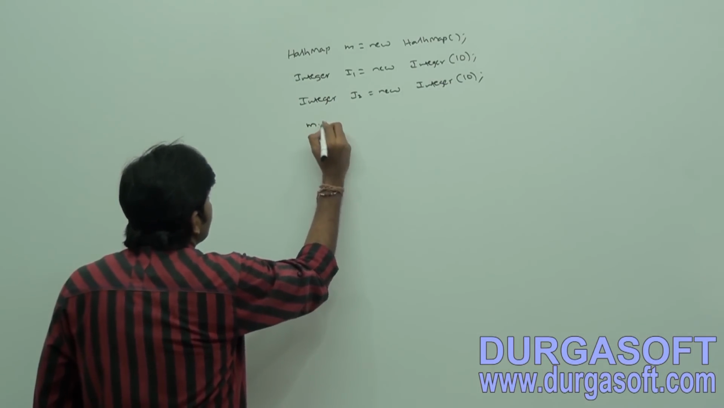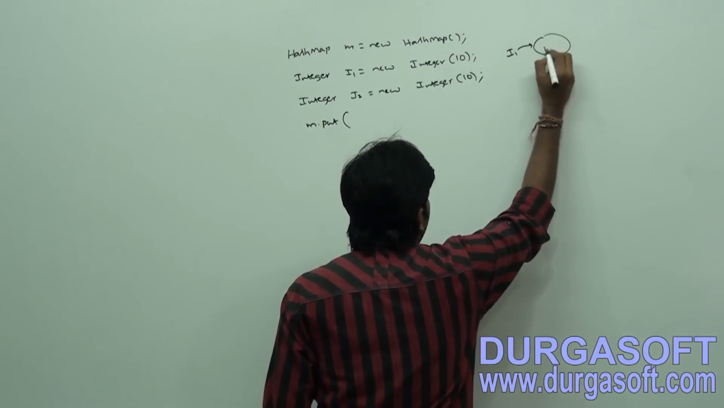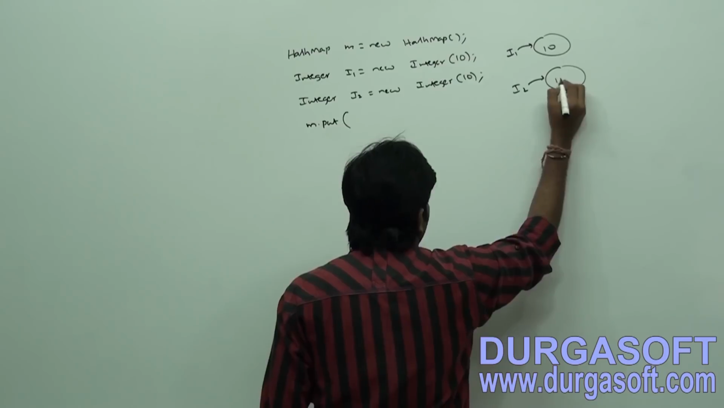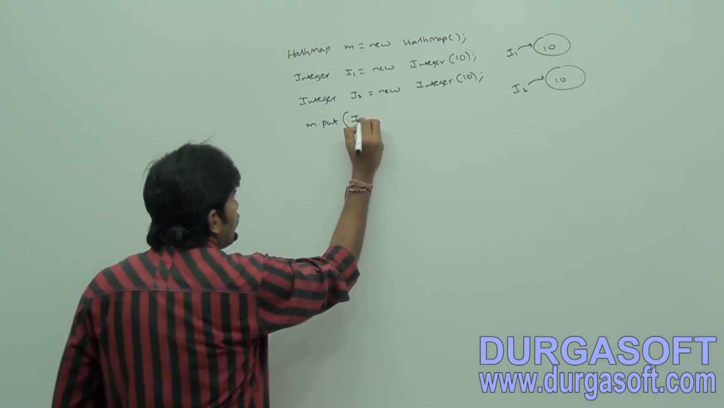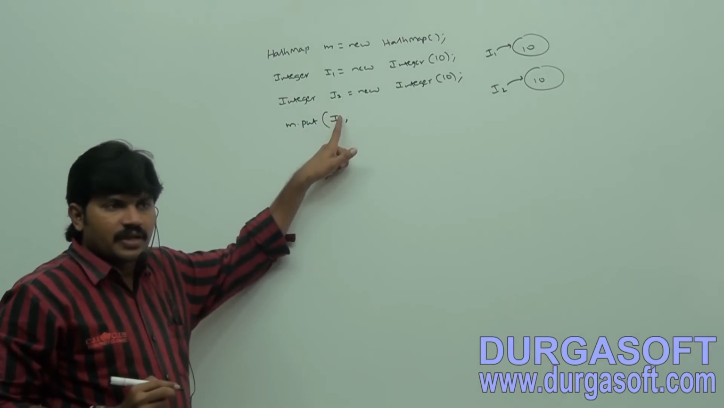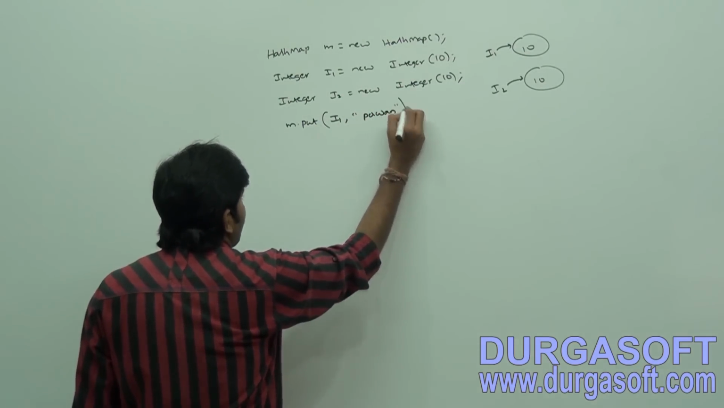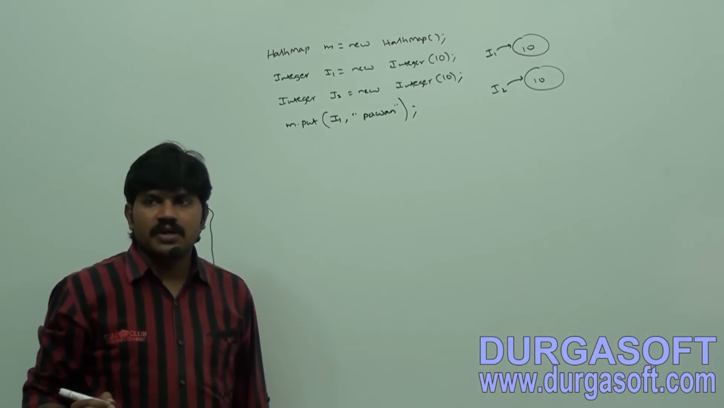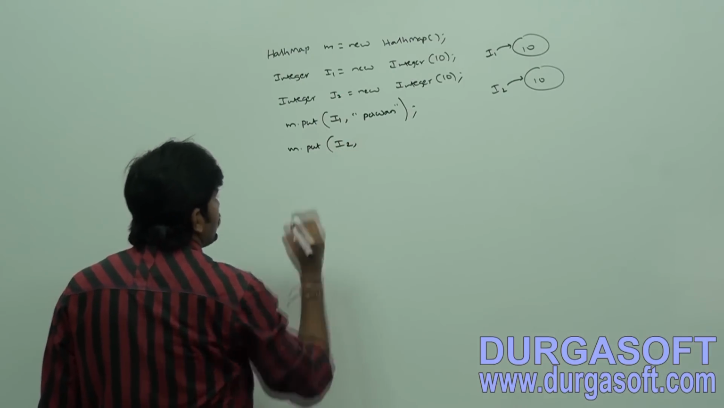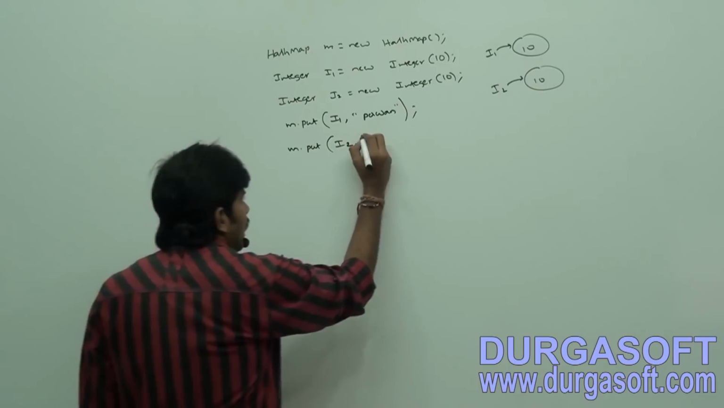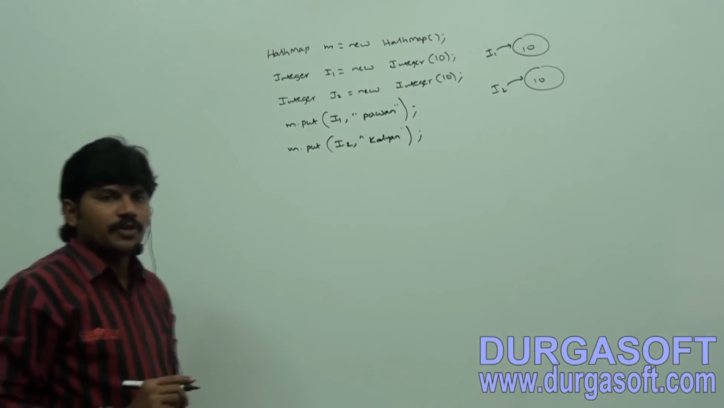Now, have you observed that I1 points to 10 and I2 also points to 10 only? With m dot put, I want to add a key-value pair. I1 itself is the key, and the value is Pavan. M dot put of I1 comma Pavan. Next, m dot put of I2 comma Kalyan.